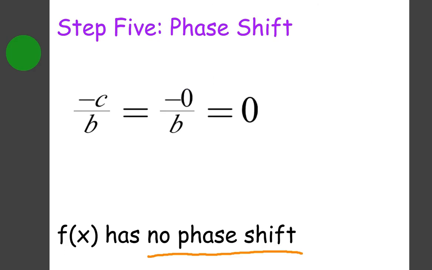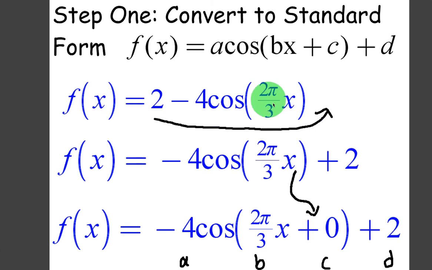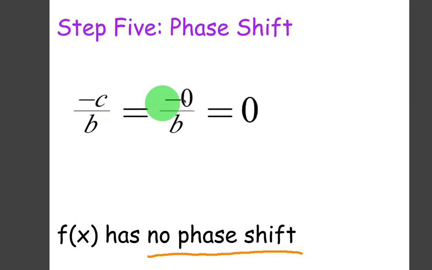Next we have phase shift, which we know is negative c over b. I've already told you that if you don't remember that, you can always just set what's in the parentheses equal to 0, and you're going to see that x equals 0. But you can write the formula out either way. Since c is 0, you're going to get the phase shift of 0, so the graph doesn't really shift from its initial position. Now I do want to talk about frequency and what that means.